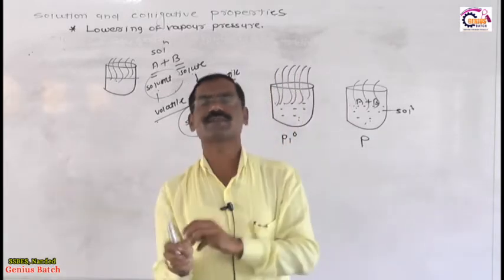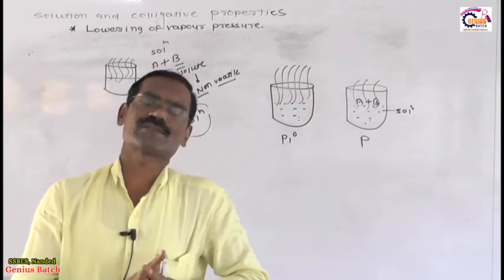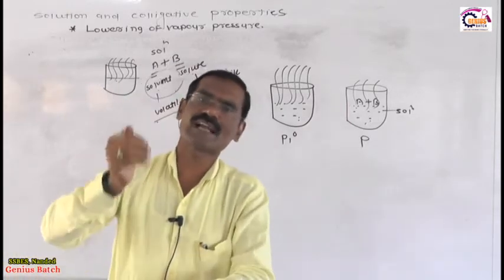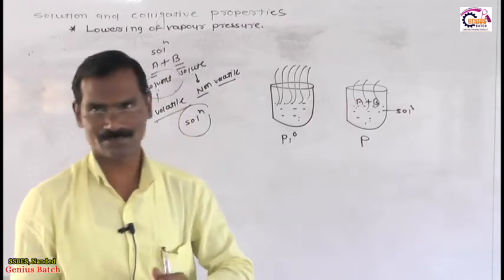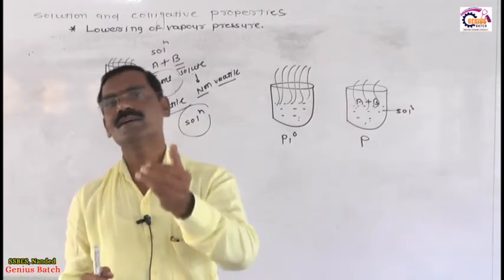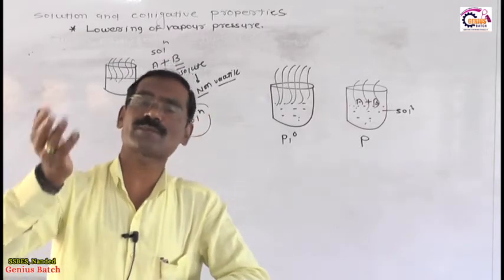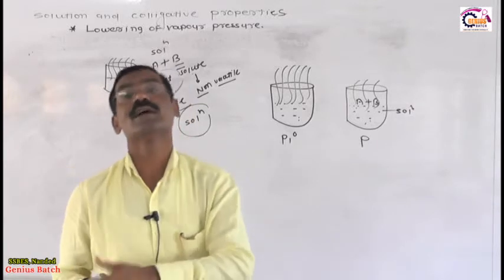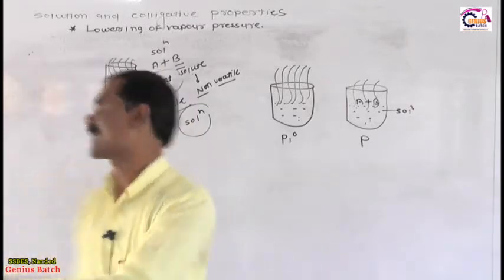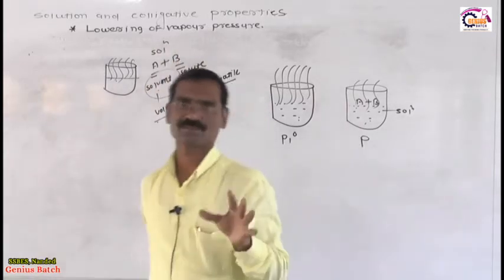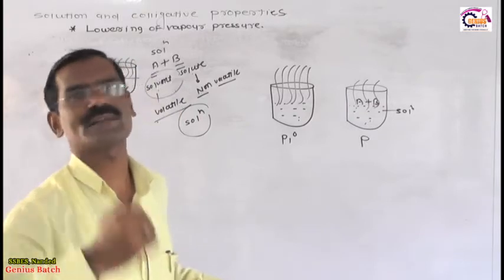We define lowering of vapor pressure this way: when a non-volatile solute is added to a volatile solvent, the vapor pressure of the solution decreases, or the vapor pressure of the solvent in the solution decreases. The decrease in vapor pressure of the solution as compared to the pure solvent is called lowering of vapor pressure. Is it okay?